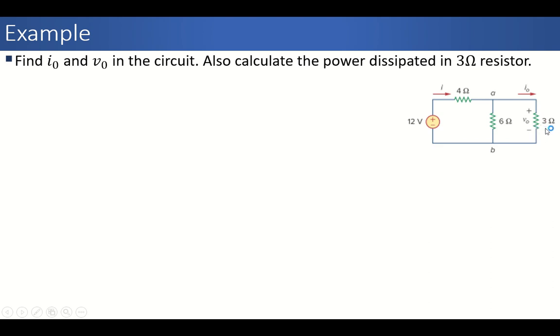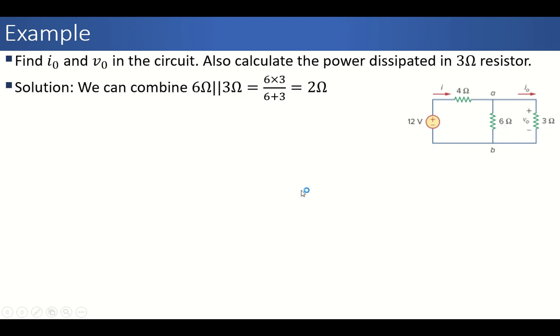Voltage across the 3 ohm resistance is V naught, and the current flowing through that resistance is I naught. So we want to find the current and voltage across the 3 ohm resistance. You can see that this 3 ohm resistance and 6 ohm resistance are obviously in parallel with each other, because their starting point is common and ending point is also common. So we can easily find their equivalent and total resistance, and next we can find the total current. Then we can see that this total current is divided between the 6 ohm and 3 ohm resistance.